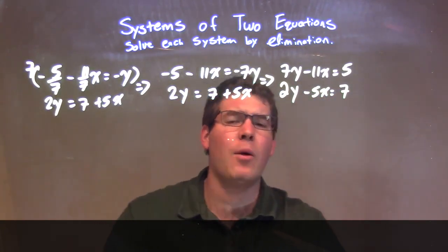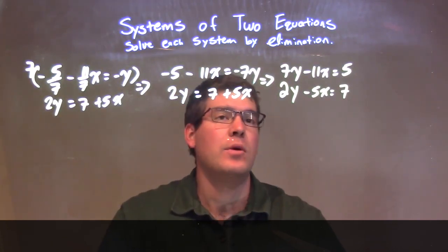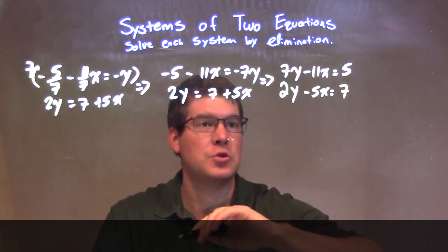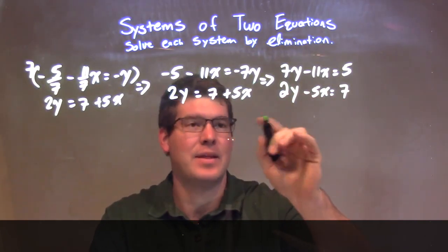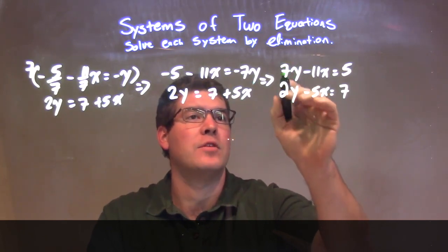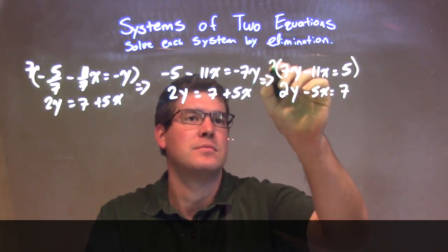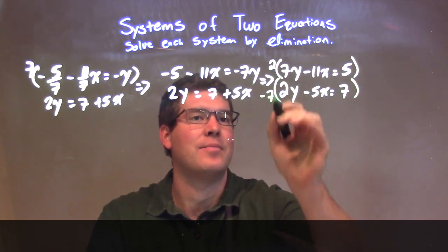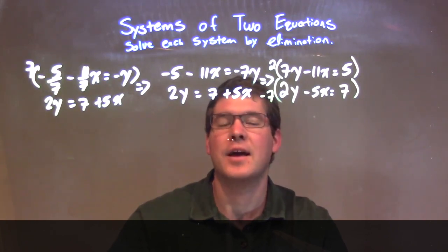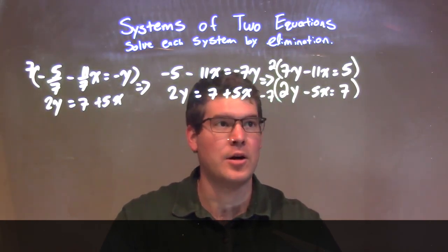So now I want to try to eliminate one of my variables. I see the 7y and the 2y. If I multiply both of these by a number, I can get something that eliminates. So the top equation, I multiply by 2, and the bottom one by negative 7. 2 times 7 is 14, and negative 7 times 2 is negative 14. That should eliminate the y variables.